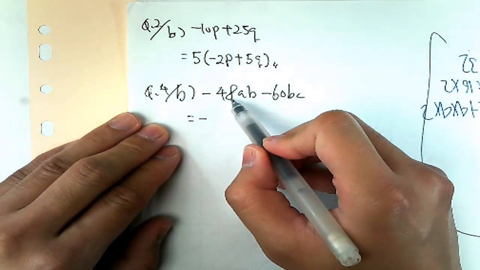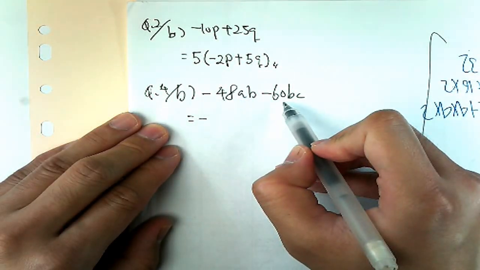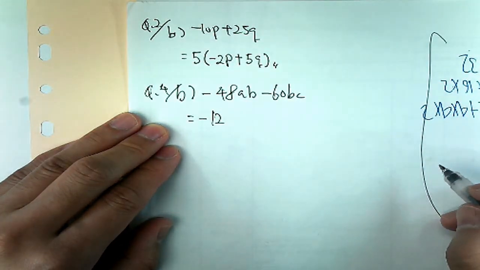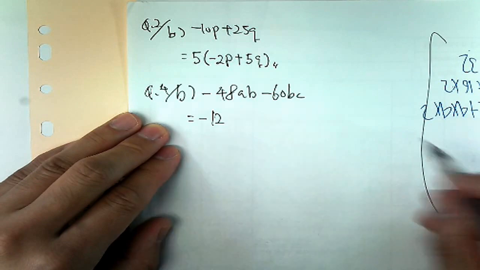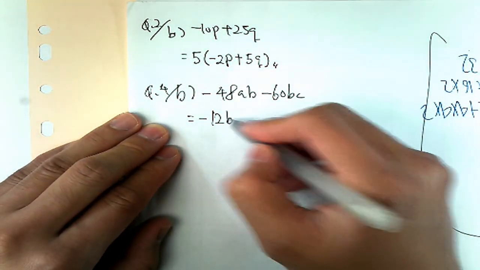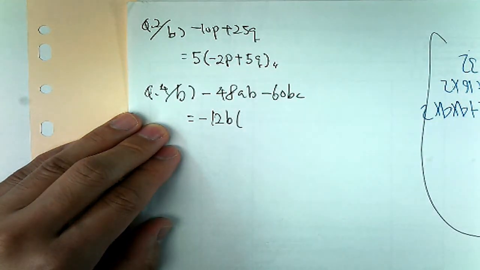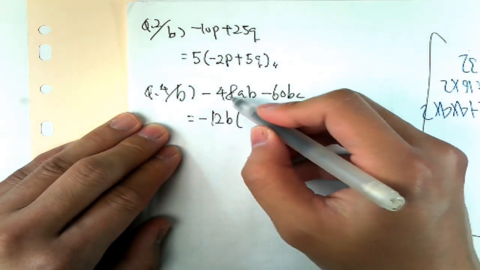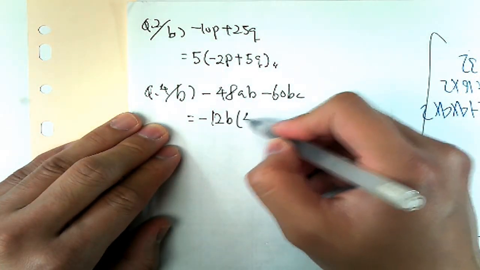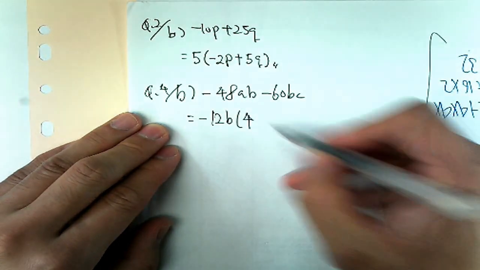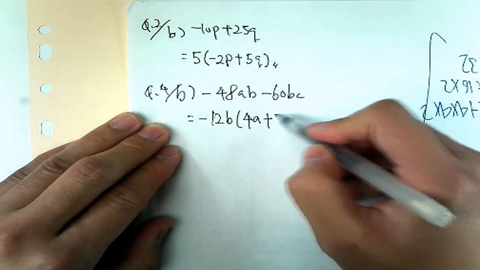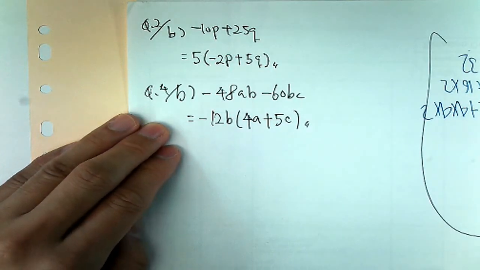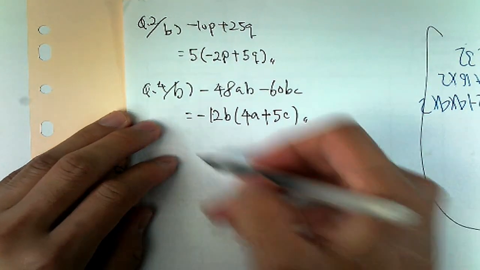For the unknowns, I mean the letters, you can pull out b, right? Pull out b. You have to pull out all the things in common. So what remains? 40 leaves 2, 60 leaves 3, and then a plus 3c. Understand? It's okay. So keep going.